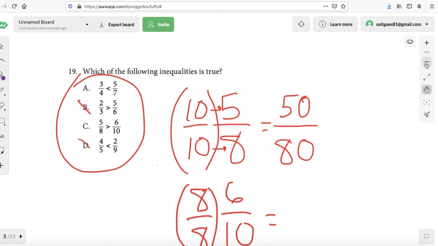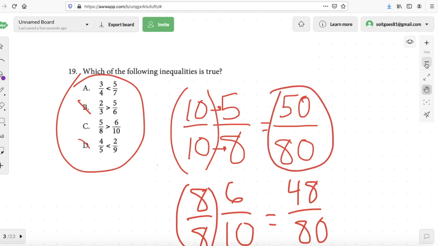What is 8 times 6? 48. Absolutely. And what is 8 times 10? 80. There we go. Ooh, that's close. Which one is bigger, by the way? 50 over 80 is bigger because you've got the same denominator, but a bigger number in the numerator. So we can confirm it is indeed answer choice C.